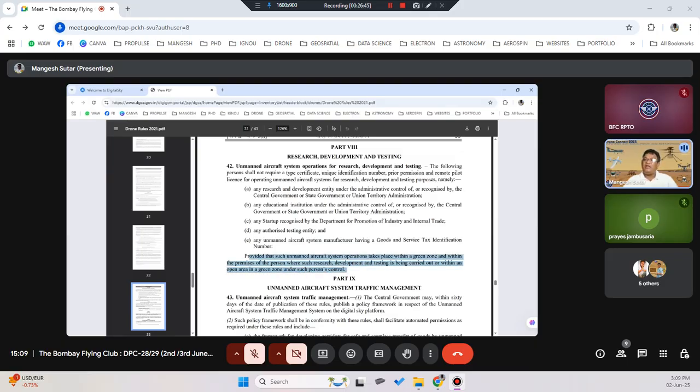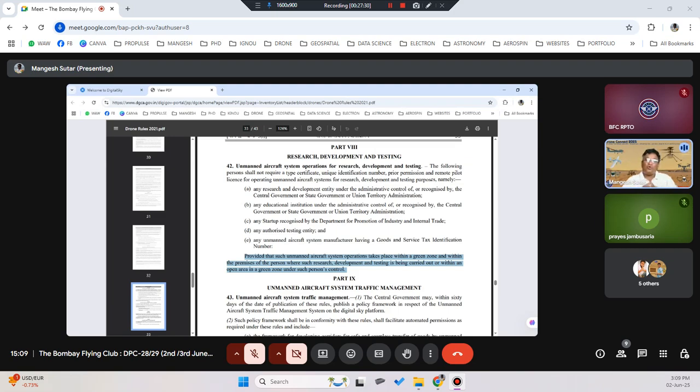Okay, so at any given point in time, the location has to belong to some person who is authorized, who has access or control over that location. In that location only, you can conduct research, development and testing of unmanned aircraft systems. You can fly that drone without type certification, without UIN number, without remote pilot license. That location should belong to that person, but that person may not be there physically. For example, you may be a test pilot. They need to provide in writing that this area is being provided to so and so person or entity for testing.